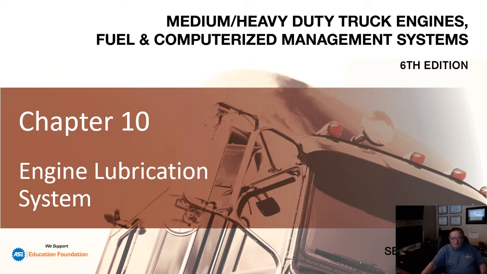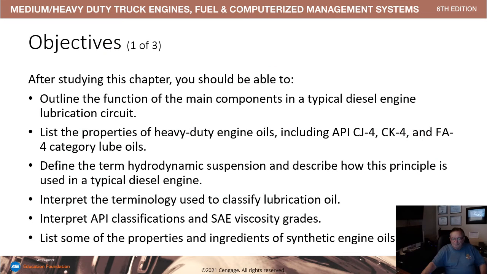Chapter 10, Engine Lubrication Systems. After studying this chapter, you'll be able to outline the function of the main components in a typical diesel engine lubrication circuit. List the properties of heavy-duty engine oils, including API CJ-4, CK-4, and FA-4 category lube oils.